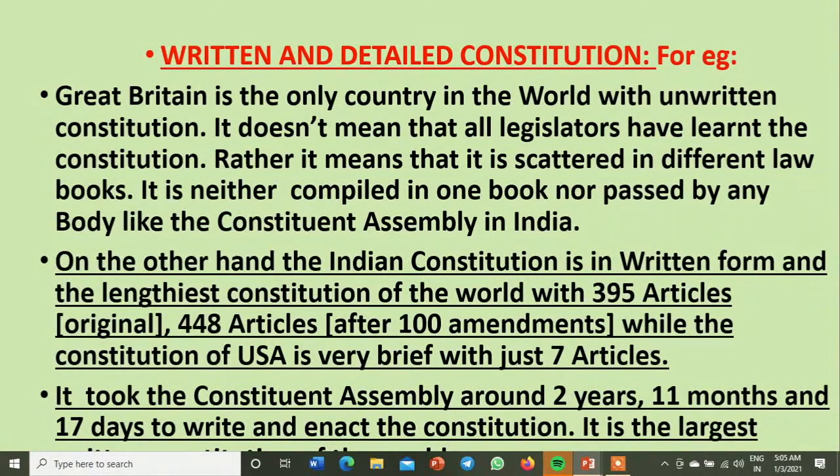world with 395 articles when it was enforced on 26 January 1950. Now it has 448 articles after 100 amendments. While the constitution of the US is very brief with just 7 articles. Yes, there are only 7 articles in the USA constitution. It took the Constituent Assembly around 2 years, 11 months and 17 days to write and enact the Constitution. It is the largest constitution of the world.